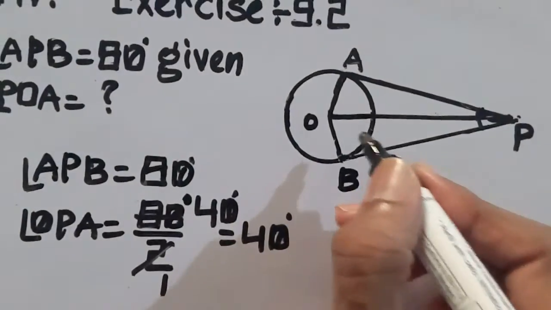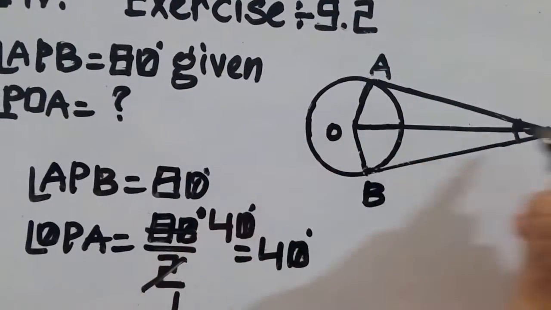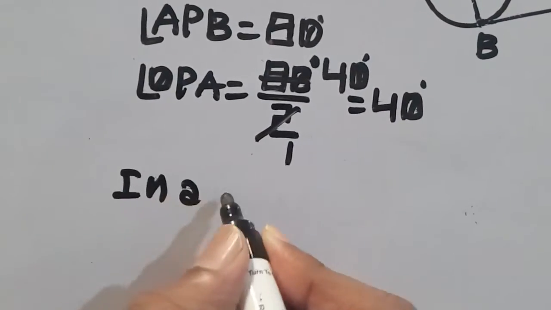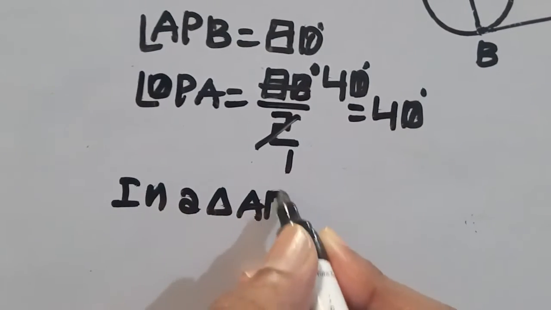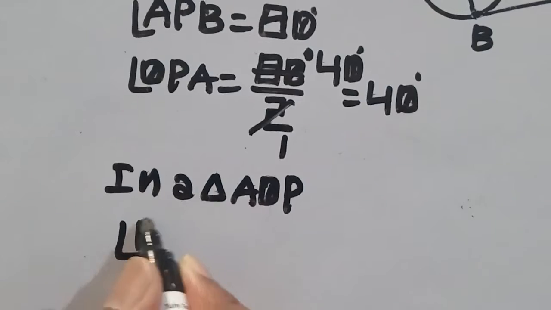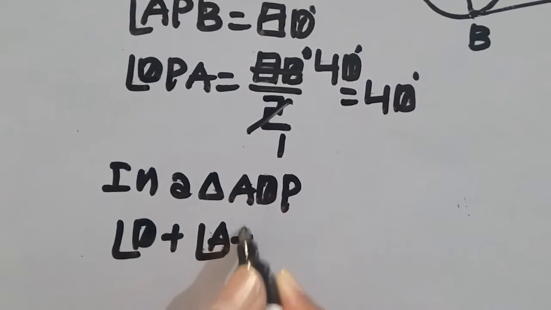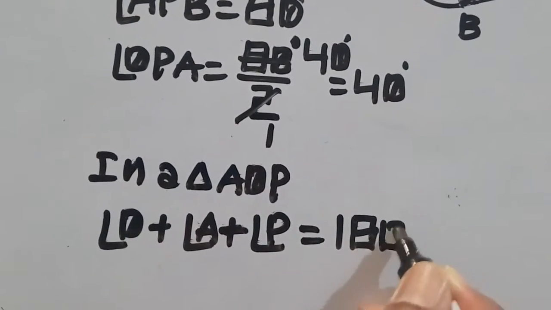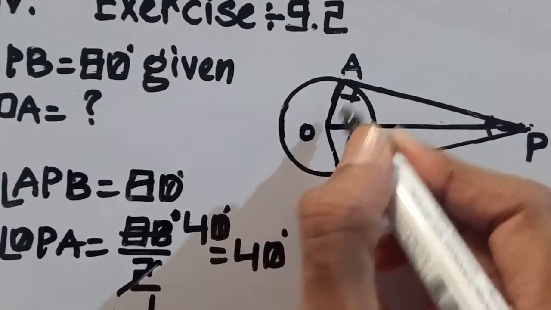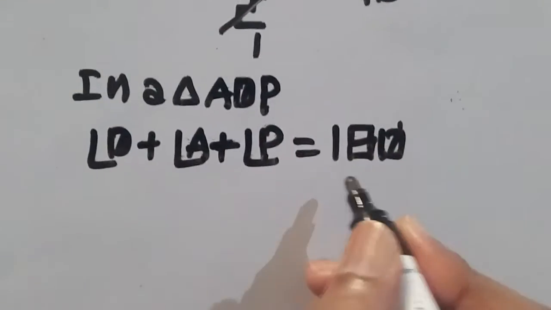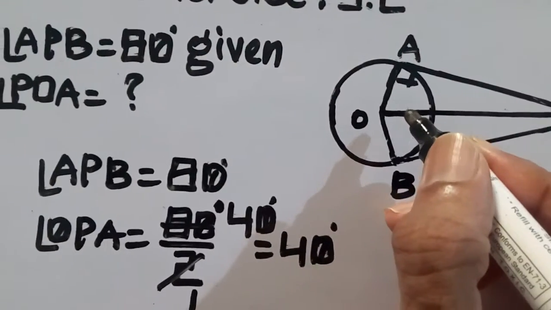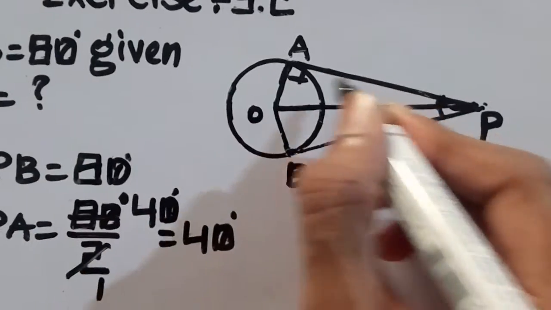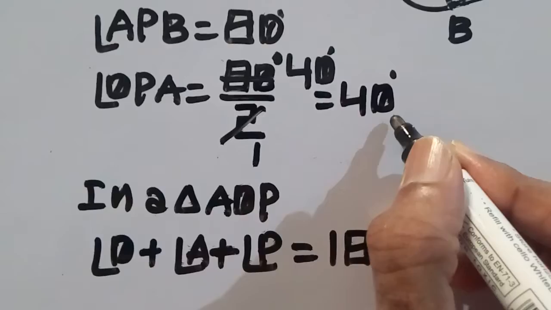Now we will take this triangle AOP. This is 90 degrees. In triangle AOP, angle O plus angle A plus angle P is equal to 180 degrees. The sum of the three angles in a triangle is equal to 180 degrees. Angle O we don't know, we should find. Angle A is equal to 90 degrees. This angle is equal to 40 degrees, which we already got, OPA.